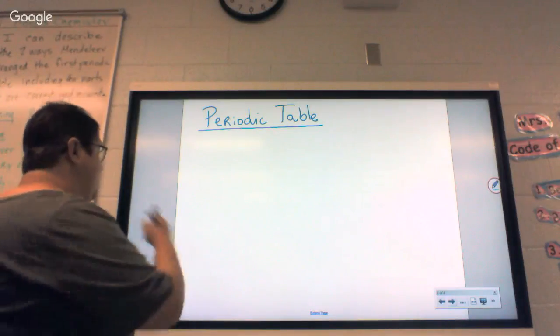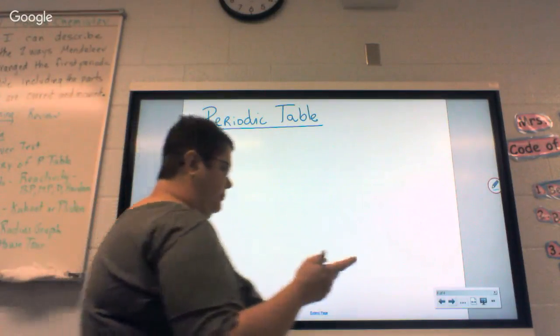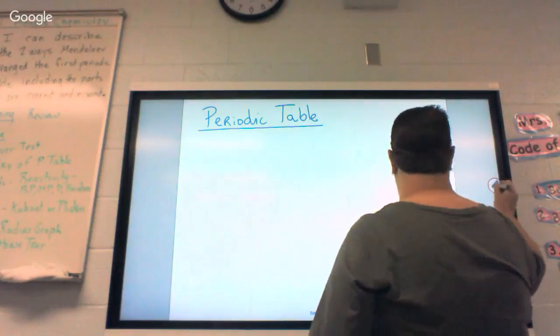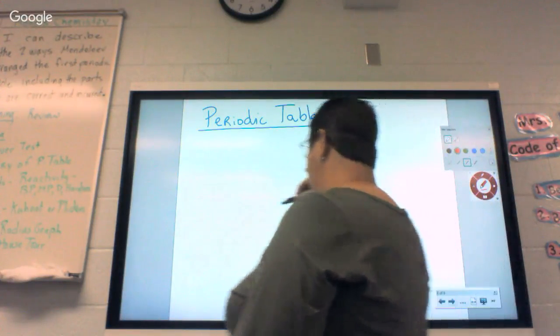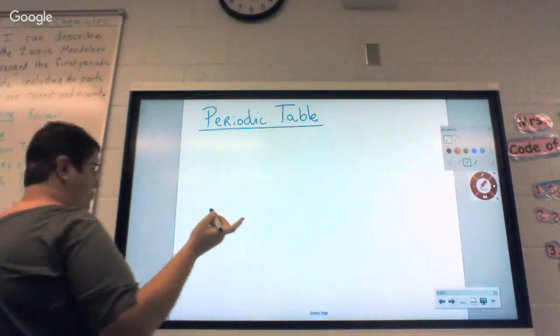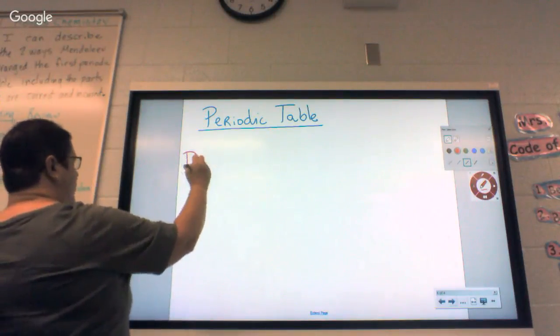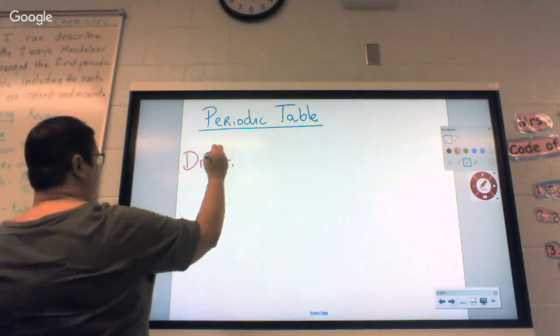So we're going to talk a little bit about the design of the periodic table, and we're going to talk about the founder of the periodic table. There was a Russian chemist by the name of Dmitry Mendeleev.